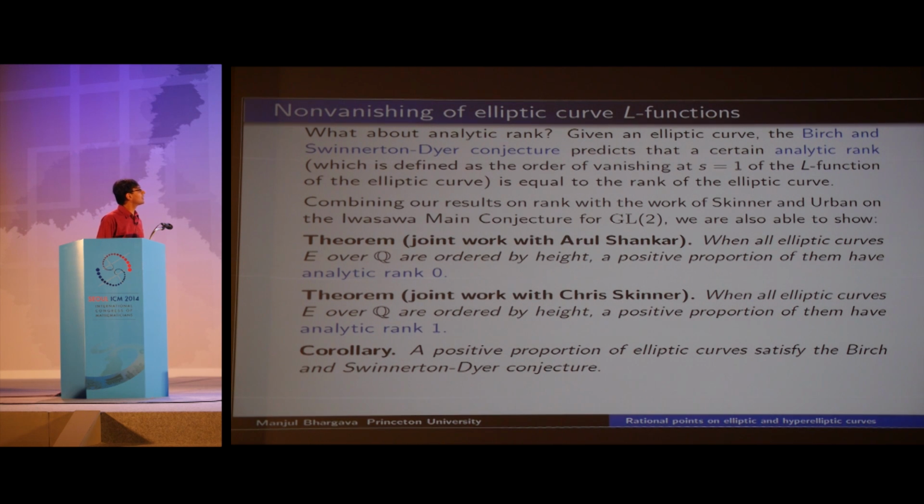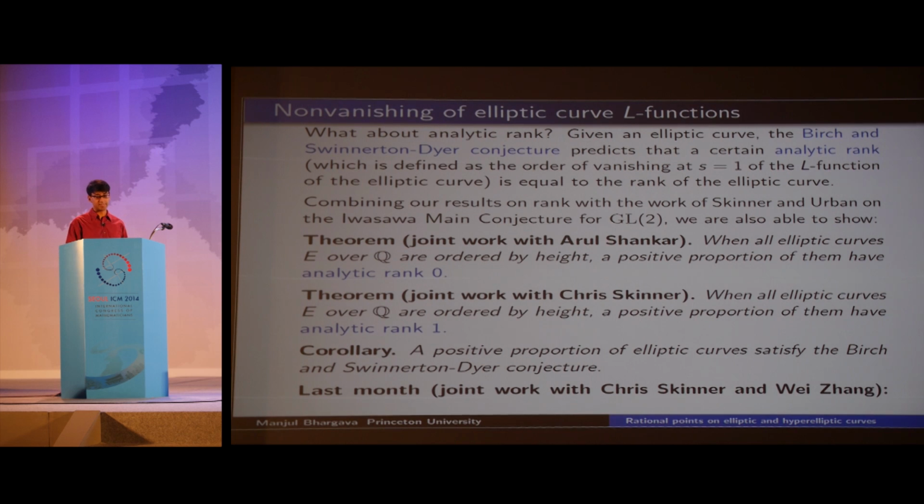We worked hard this last few months to try and quantify what this positive proportion is. Is it really tiny? Is it like 1% or less? Or is it significant? So optimizing these proportions these last few months, just last month we posted a paper, joint work with Chris Skinner and Wei Zhang, where we work out this proportion. And we show that this proportion is in fact greater than 66.48%. In other words, more than 66% of elliptic curves satisfy the Birch and Swinnerton-Dyer conjecture. So if you pick an elliptic curve at random, it's more likely than not that it satisfies the Birch and Swinnerton-Dyer conjecture.